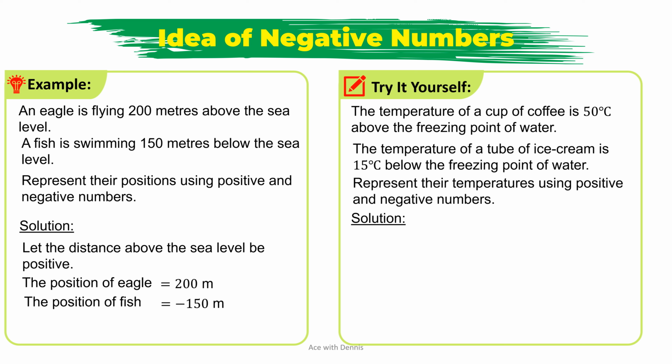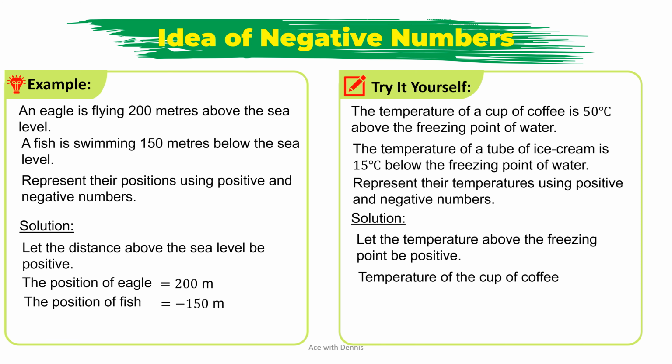Alright, this is the solution. Let the temperature above the freezing point be positive. Therefore, the temperature of the cup of coffee is 50 degrees Celsius, while the temperature of the tube of ice cream is negative 15 degrees Celsius.